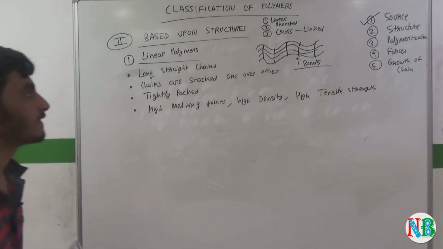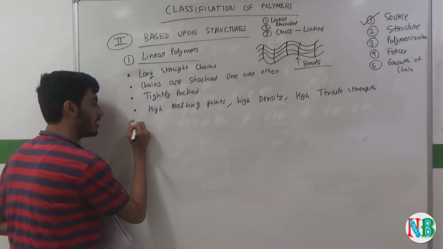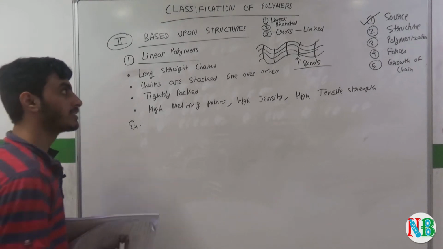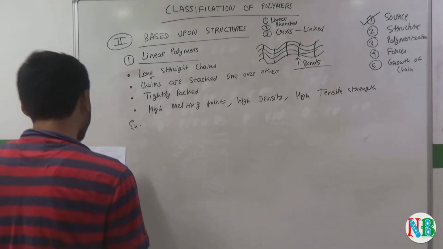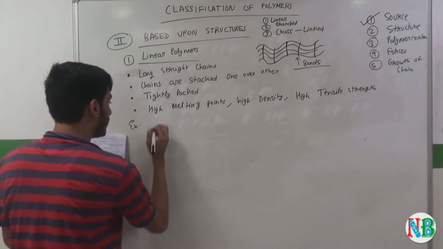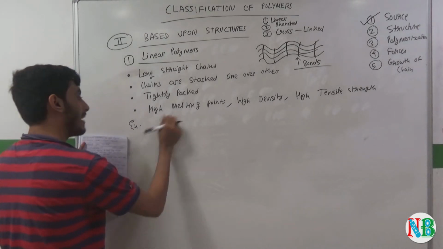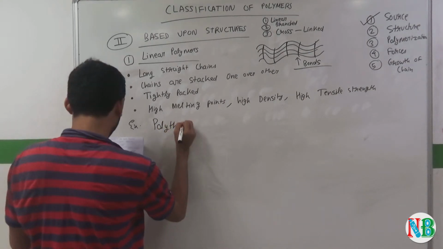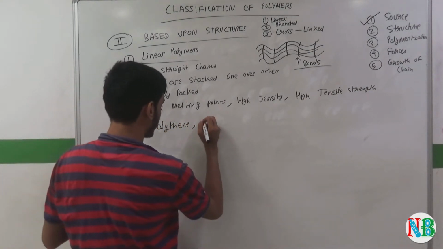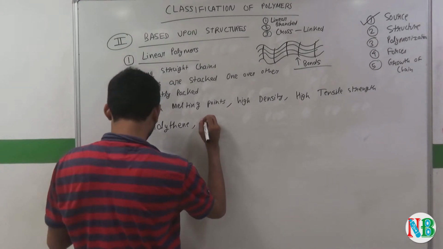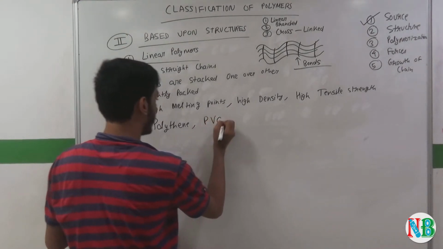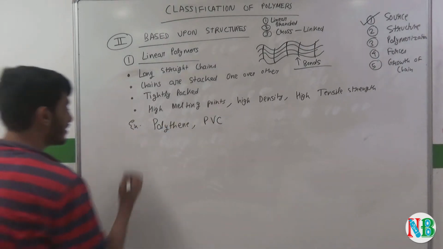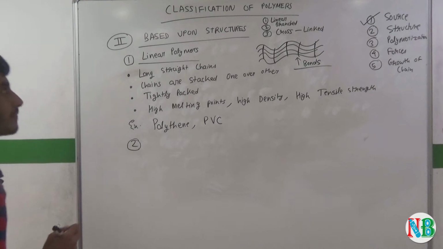Now what are the examples of this type? You will be surprised to know that the best examples of the linear polymers are most of your plastics, like PVC.